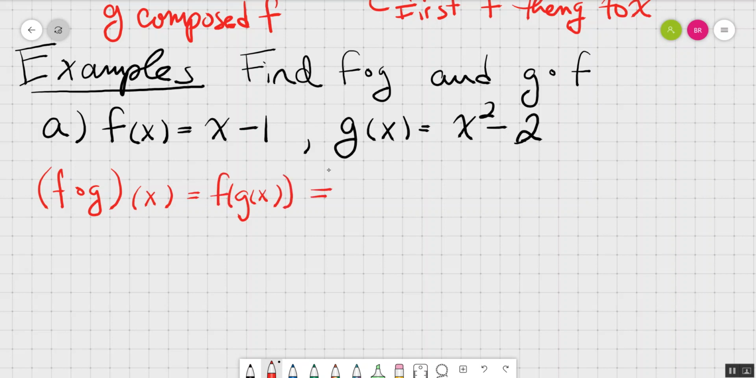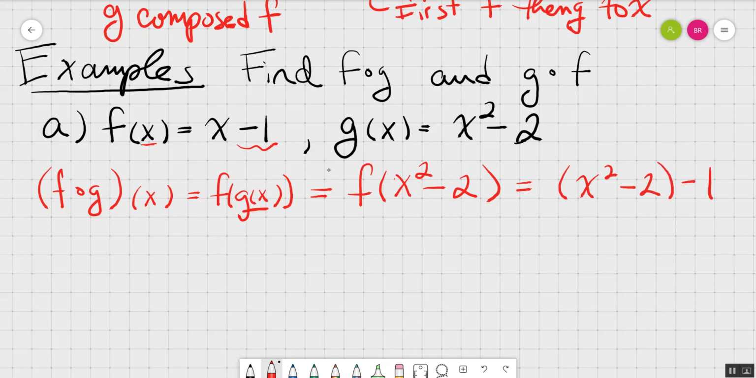Now here's what I'm going to do. I'm going to put g in first. So I know what g is. It's square x and then minus 2. And then I'm going to apply f to this. What's f do with what you give it? It takes it and subtracts 1. So I'm just going to take what's inside f and do what it does, subtract 1. And then we'll simplify this. So I've got x squared minus 2 and then minus 1, which is the same as x squared minus 3.